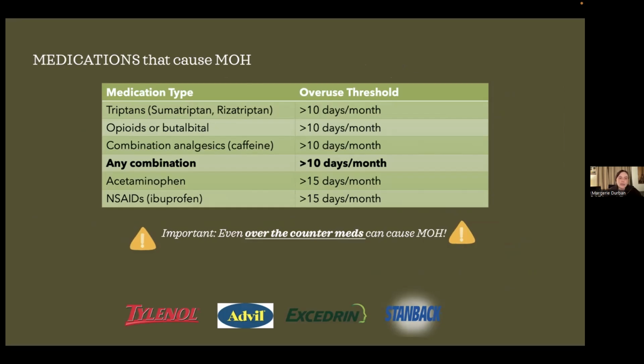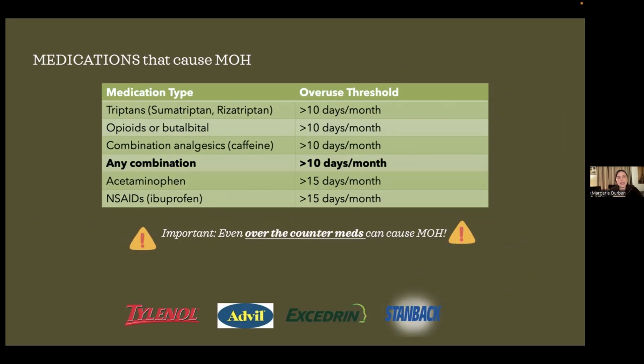Here's a list of medications that can cause medication overuse headache. They're not all on there. These are the ones we see the most frequently. Depending on the medication, you can see that they have different thresholds for causing medication overuse headache.